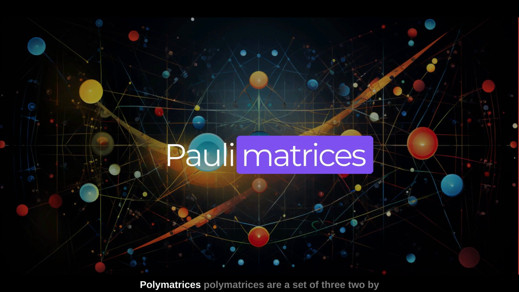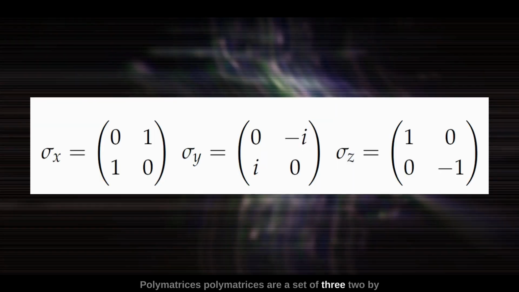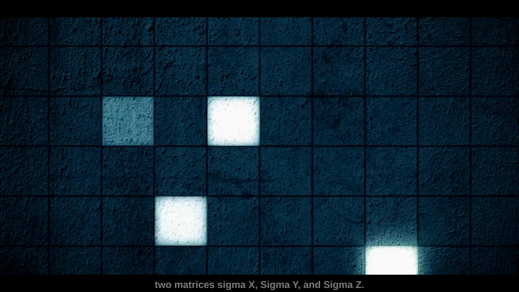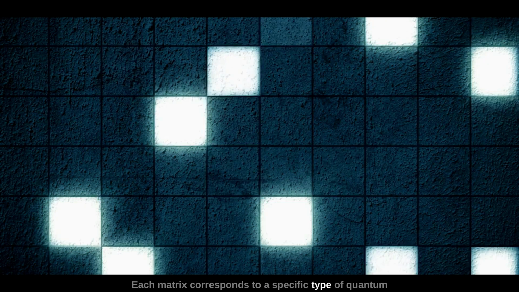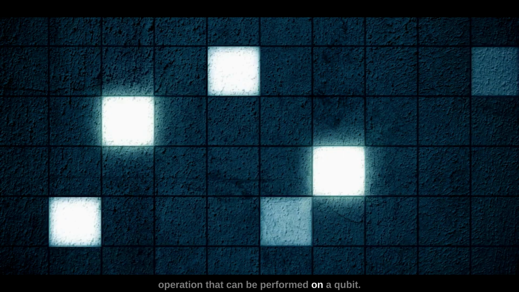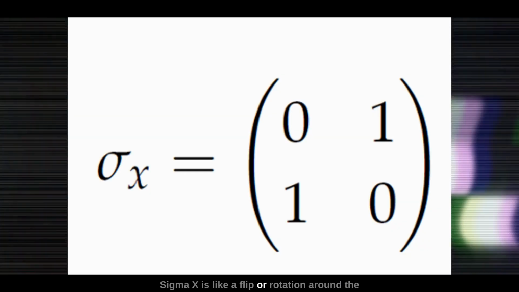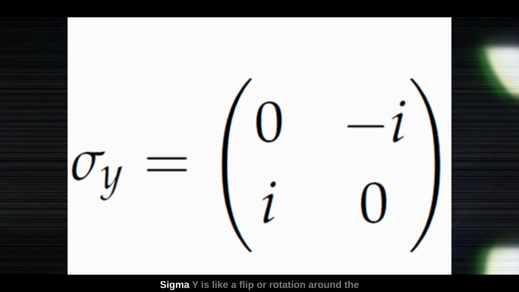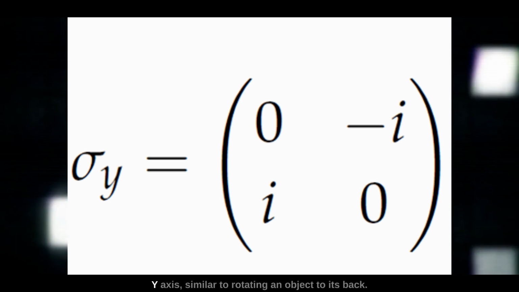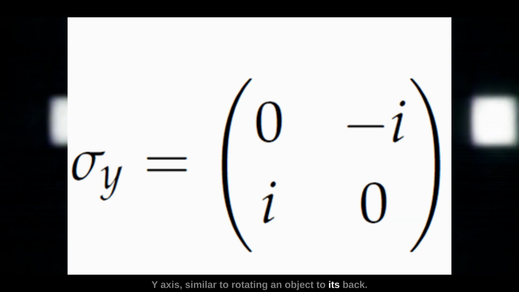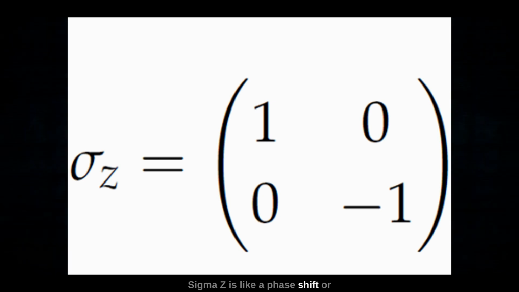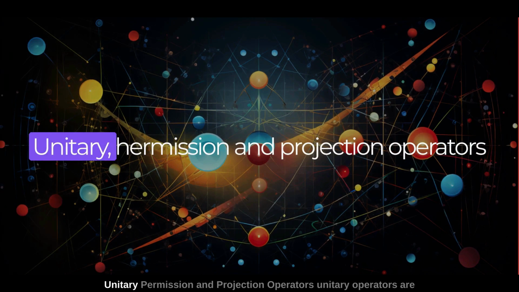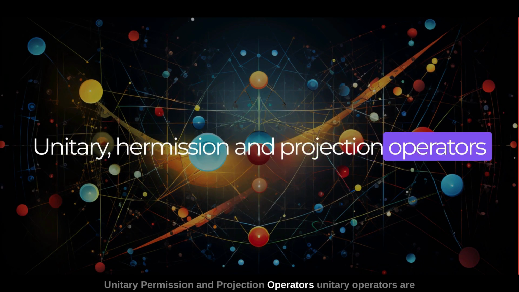Pauli matrices. Pauli matrices are a set of three 2x2 matrices, sigma x, sigma y, and sigma z. Each matrix corresponds to a specific type of quantum operation that can be performed on a qubit. Sigma x is like a flip or rotation around the x-axis, similar to rotating an object to its side. Sigma y is like a flip or rotation around the y-axis, similar to rotating an object to its back. Sigma z is like a phase shift or flipping the sign of the state, similar to changing the direction of an arrow.